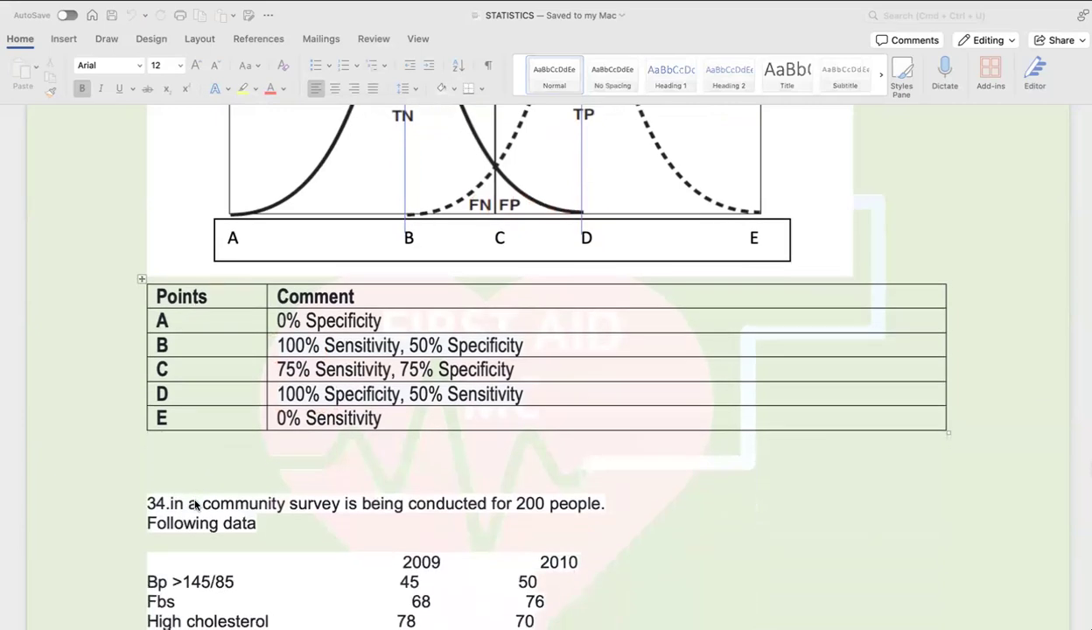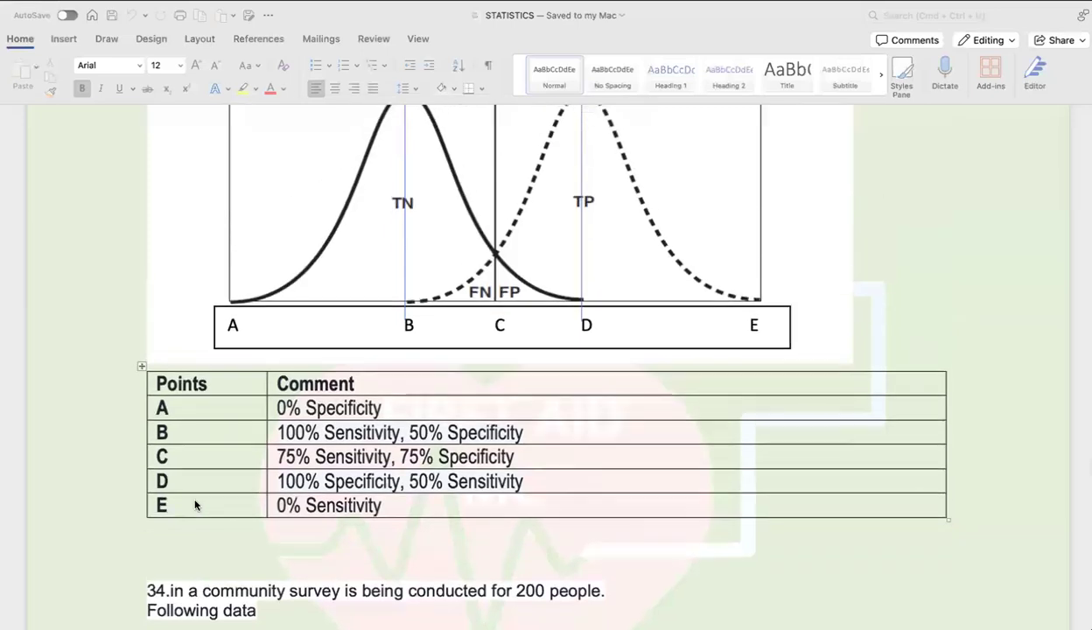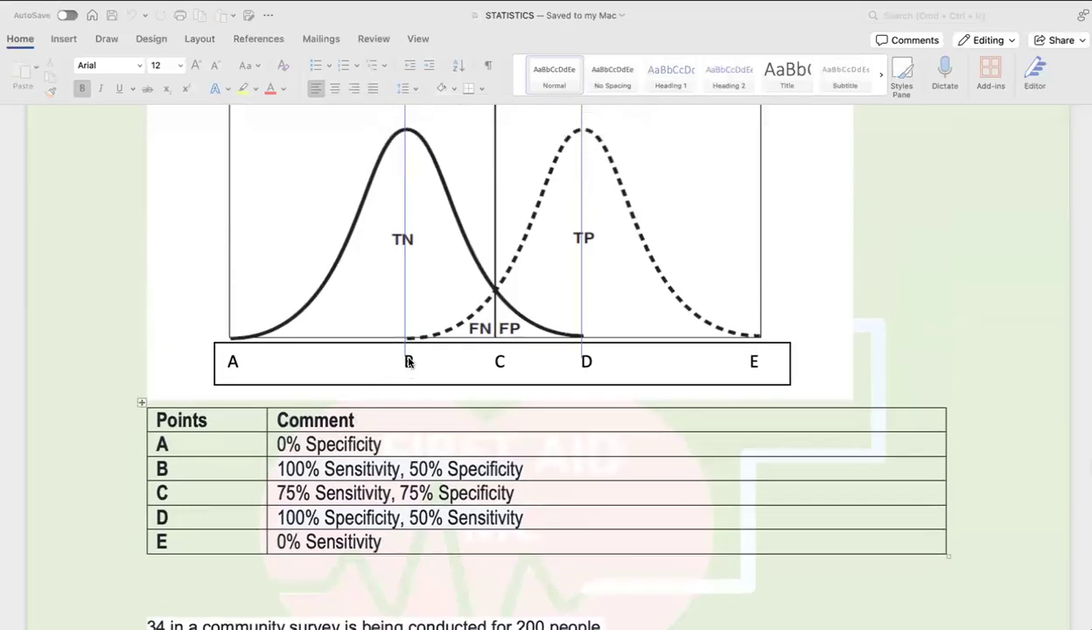Make sense for everyone? Clear? Because this has to be clear. This comes in exam a lot. So you just need to find out where everything is true positive. At point B, the first thing you need to remember is that a 100% sensitive test means everything is truly positive. So which point has everything true positive?